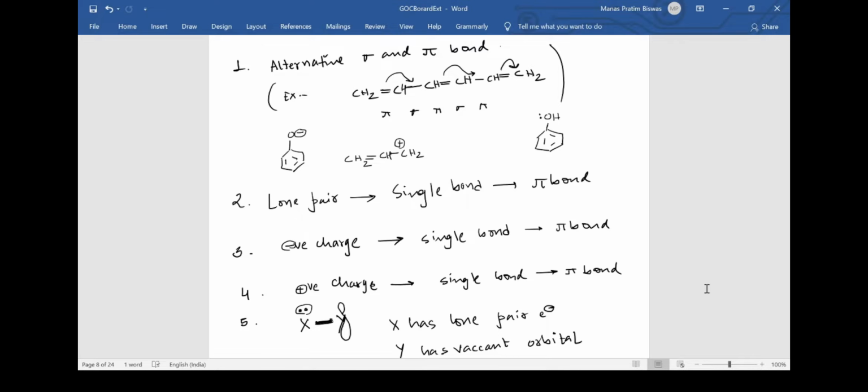This point is similar to the previous point. The only difference is that in the first point we had alternate sigma and pi bonds, and in this case we have a lone pair, then a single bond, then a pi bond. So what can happen is that if there is a lone pair and after that there is a single bond, the lone pair might get transferred to the single bond, and then the pi bond might shift to the next carbon. I can show you with an example: I have taken a phenol molecule.